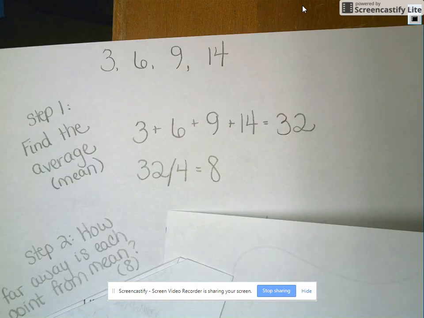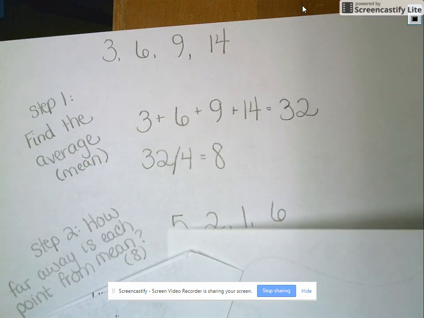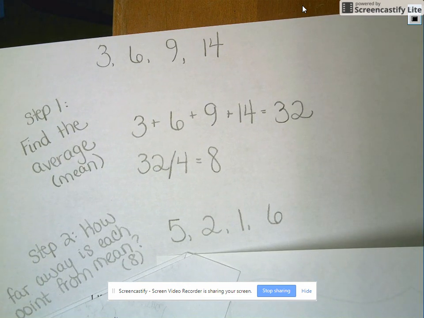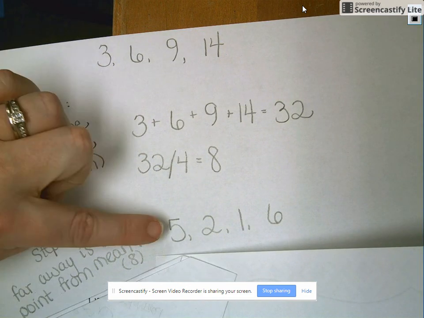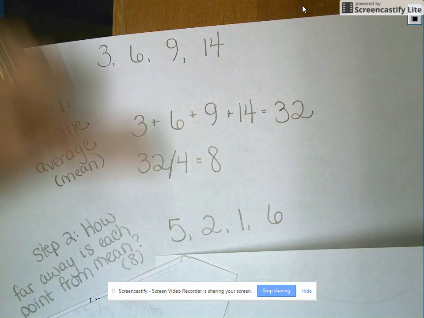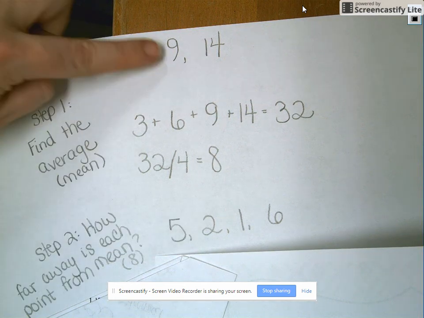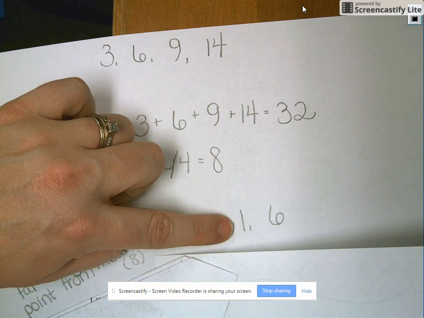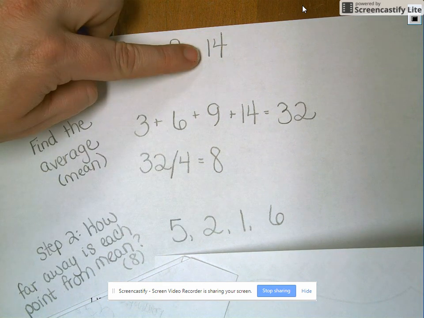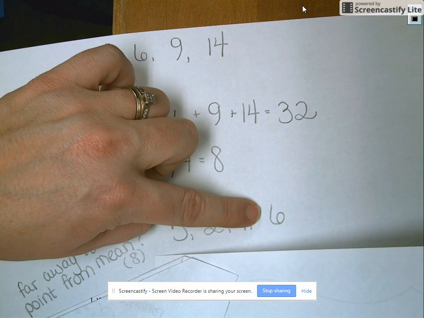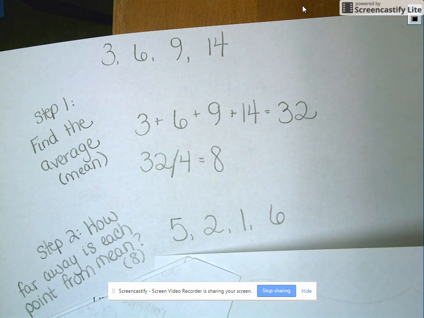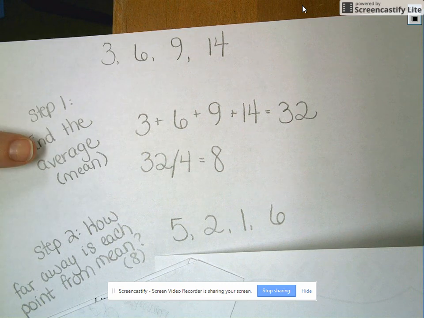Okay, let's check and see how you did on step number 2. 3 is 5 away from 8. 6 is 2 away from 8. 9 is 1 away from 8. And 14 is 6 away from 8. Okay, now we can do step 3.